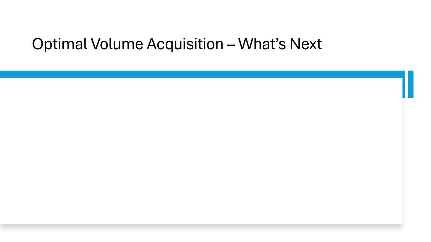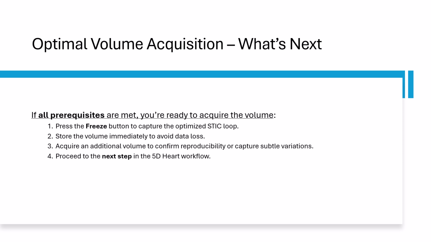If all prerequisites are met, you're ready to capture the volume. Press the freeze button to acquire the optimized STIC loop. Immediately store the volume to prevent any data loss. It's best practice to acquire an additional volume to confirm reproducibility or capture subtle variations. It is recommended to have 3 volumes. Then proceed to the next step in the 5D heart workflow.